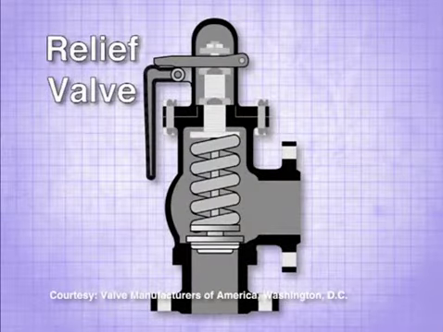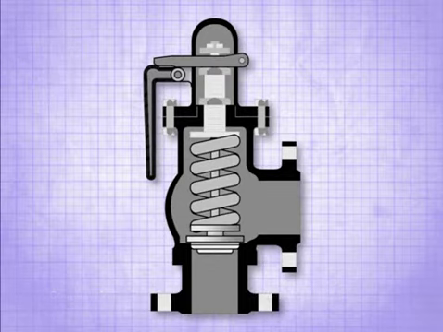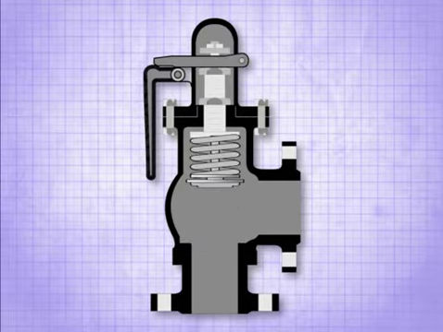A pressure relief valve is essentially just a globe valve with an adjustable spring to maintain pressure on the valve seat to keep the valve closed under normal pressure, and then open it when there's high pressure.